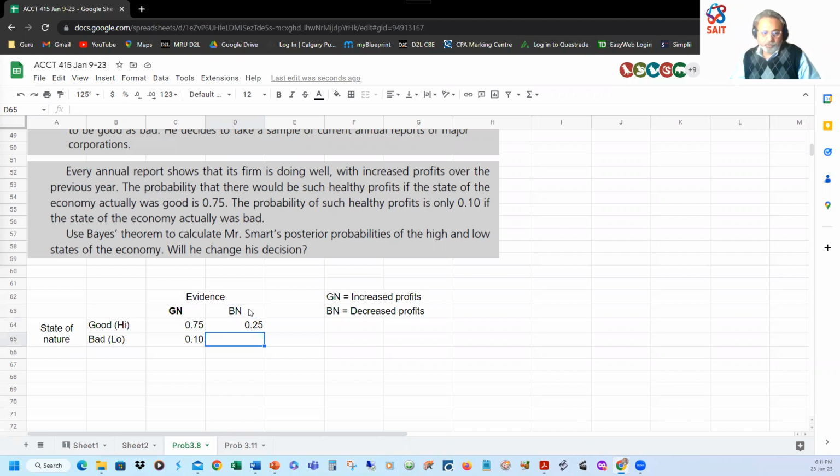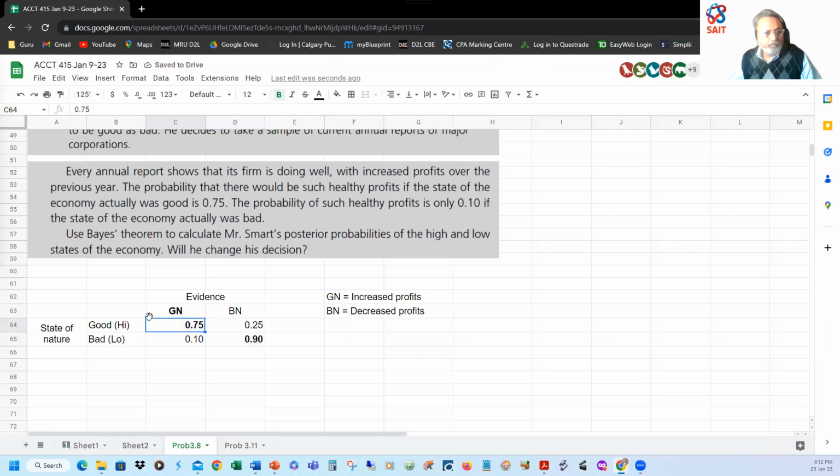But there's also the flip side to that evidence. We said the probability that a company will report good news even when the economy is doing poorly is only 10%. So what does that mean? The complement of that is that if you see companies reporting lower profits than last year, there's a much stronger probability that the economy is doing badly. That's 90%.